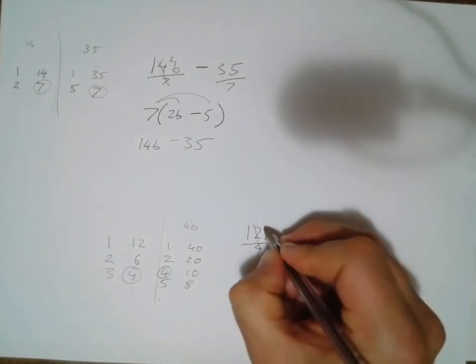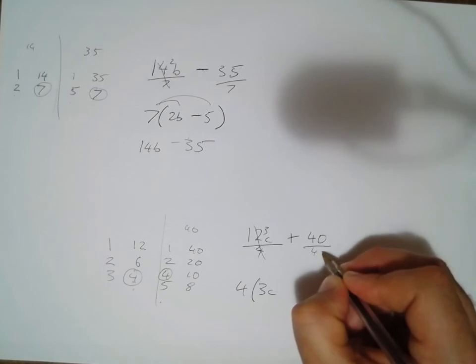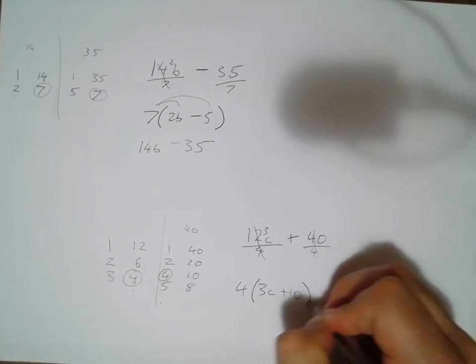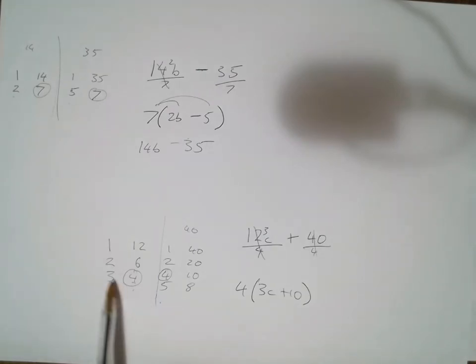12 divided by 4 is 3, so 3c. 40 divided by 4 is 10. If you do it this way, your answers are sitting there looking at you. See that? Once you've done that, you know that your answers are going to be there. So it's a bit of a foolproof way of doing it. That's my advice, to do it that way, especially if they don't jump straight out of the page.